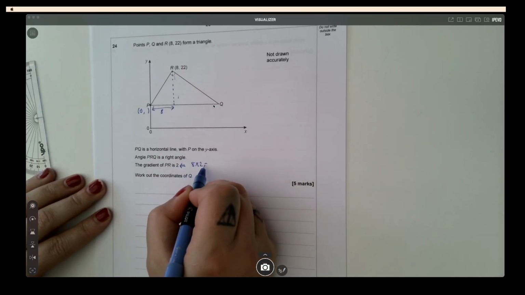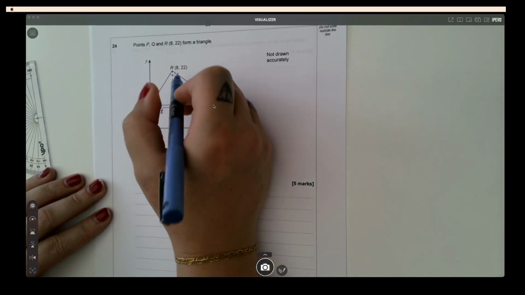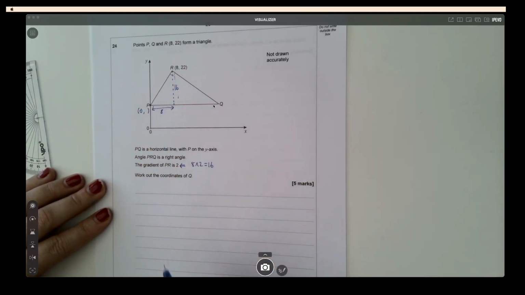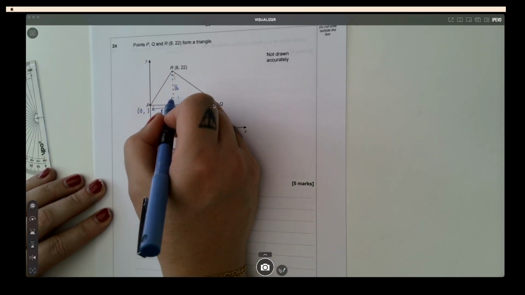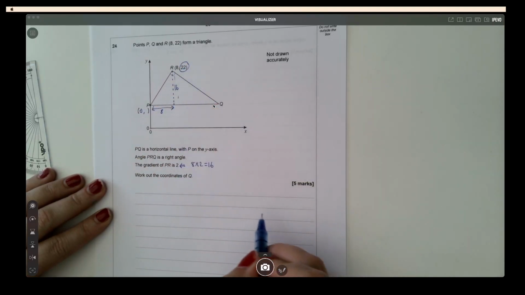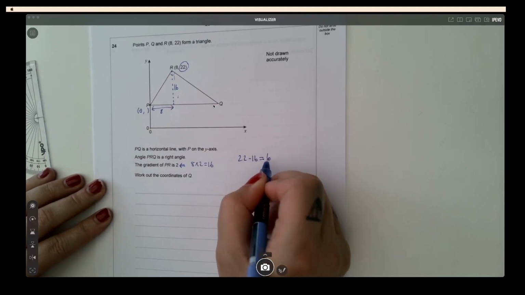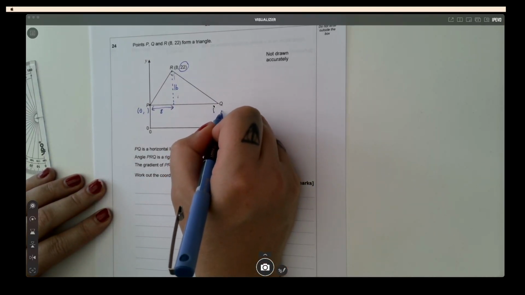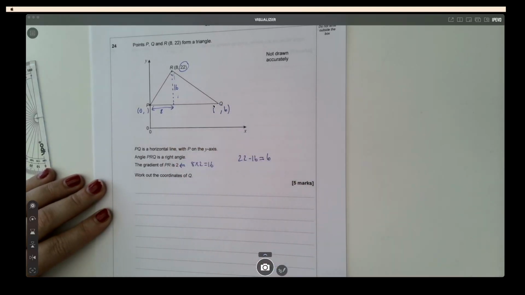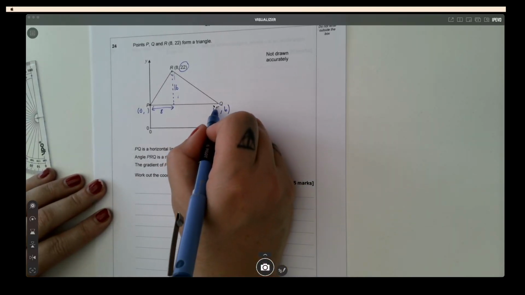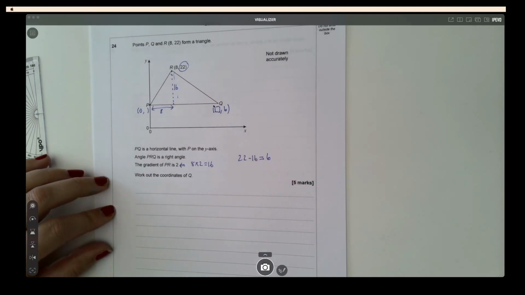So 8 times 2 is 16. So that tells me that that distance there is 16. If this distance here is 16 and the y coordinate there is 22, 22 subtract 16 is 6. So it means that Q has a y coordinate of 6. So now it's simply a case of trying to find the x coordinate.